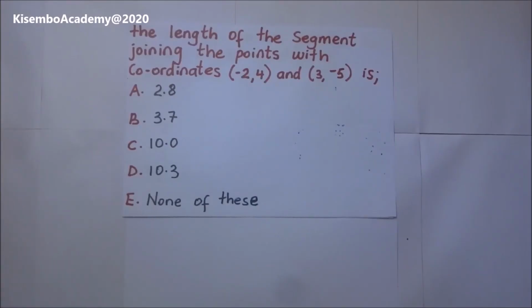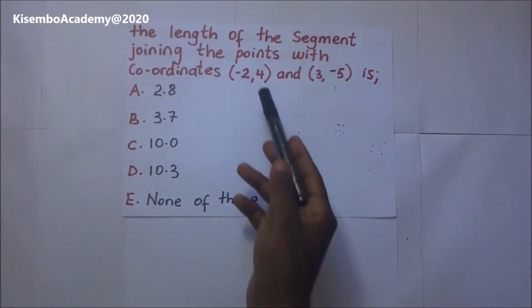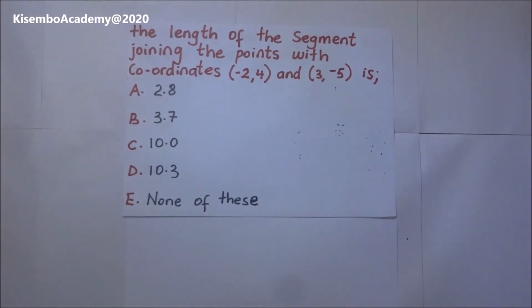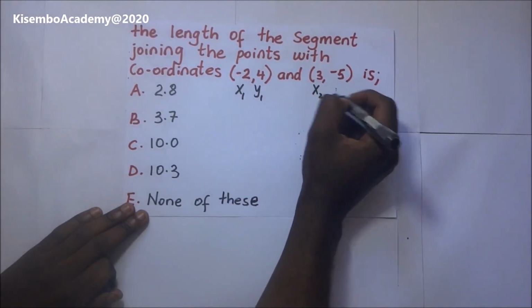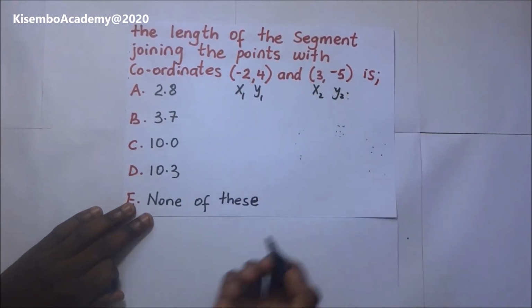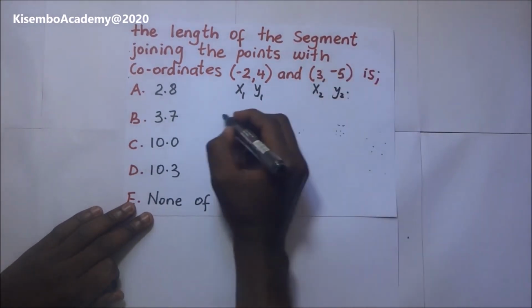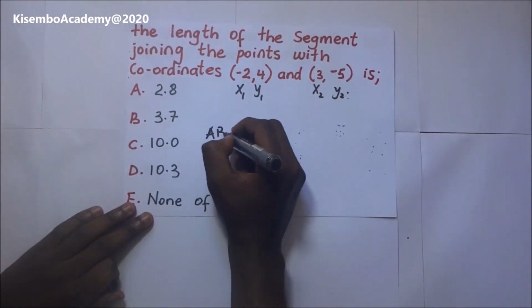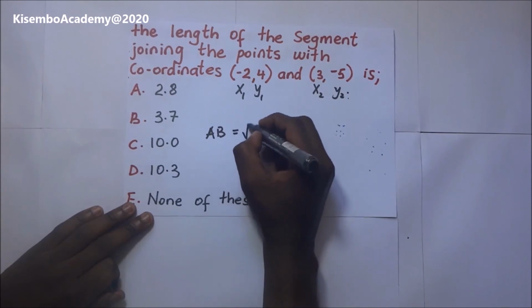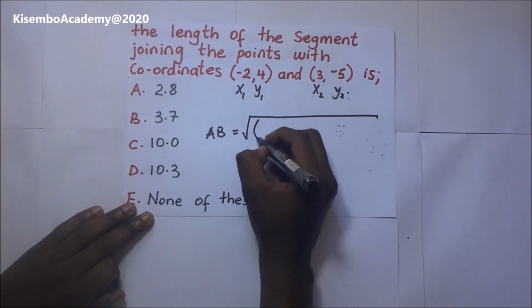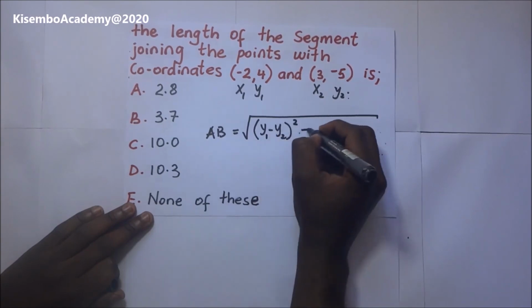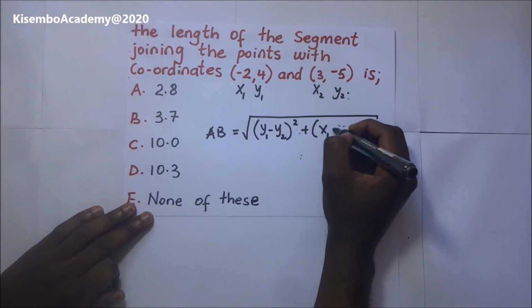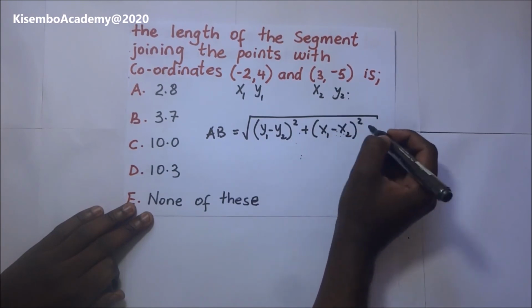The length of a segment joining the points with these coordinates is, so now we are looking at the length of the segment. Of course, this is x1, y1, this is x2, y2. When you're trying to find the length of the segment, let's call this segment AB. So AB is going to be equal to the square root of y1 minus y2, this is squared, plus x1 minus x2, and this is also squared.